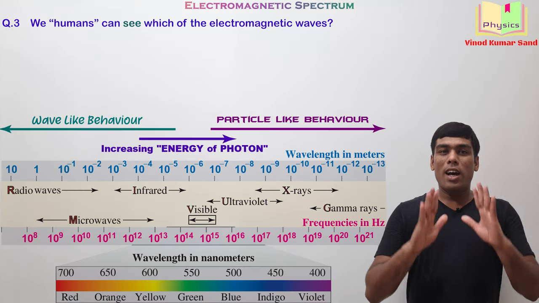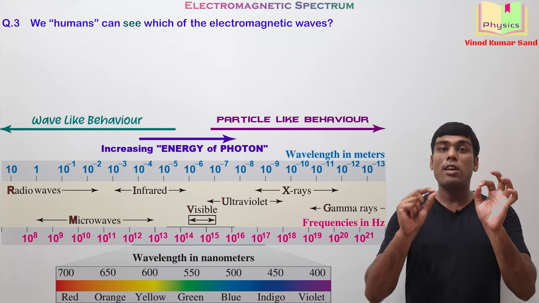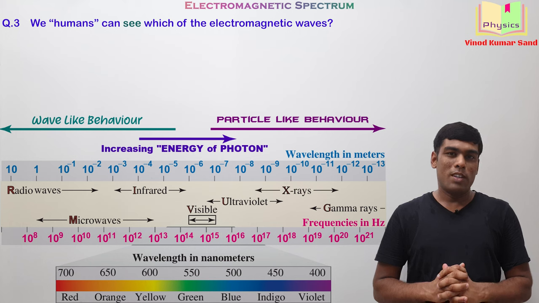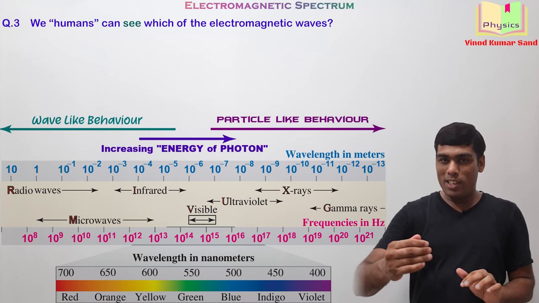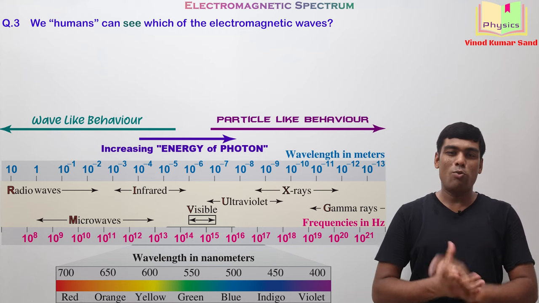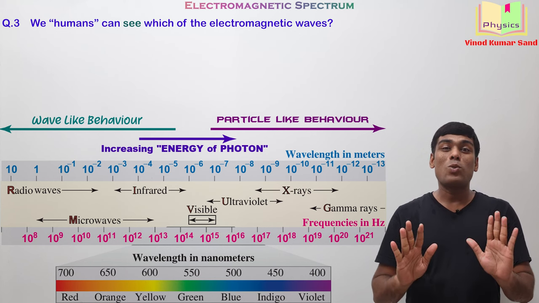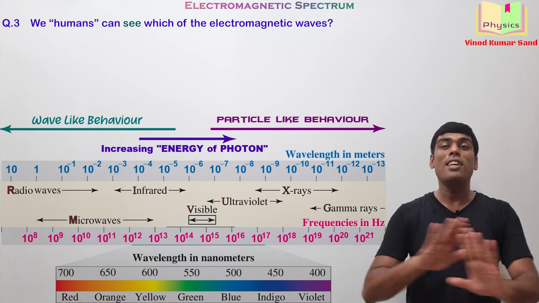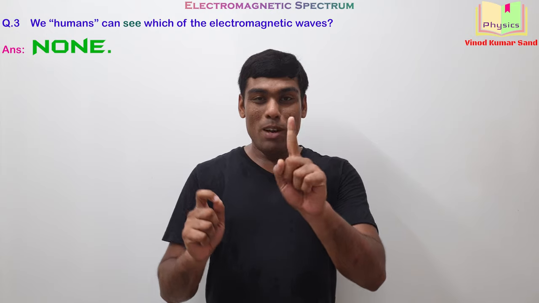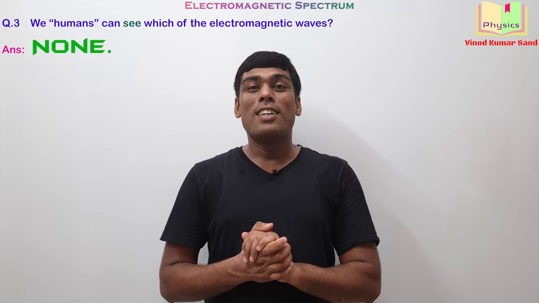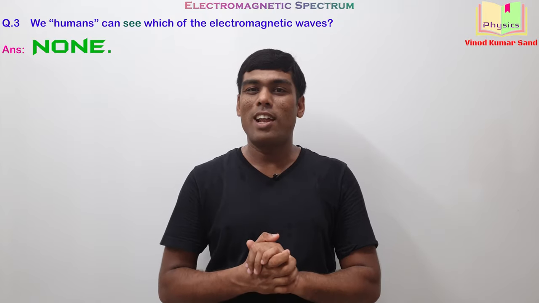Another question. In this electromagnetic spectrum, we humans can see which kind of wave? Again, type your answer in the comment box. Among all these waves, we can see which kind of waves? Okay, the correct answer is we cannot see any of the electromagnetic waves. That's the truth. Many of you might have that misconception that humans can see the light. That's wrong. You cannot see the light.